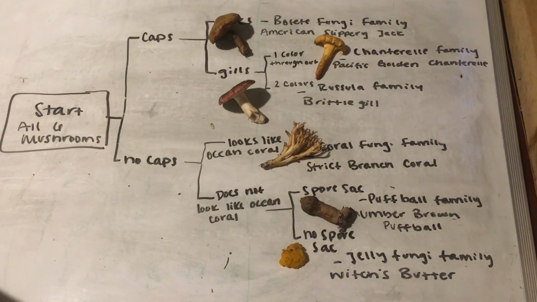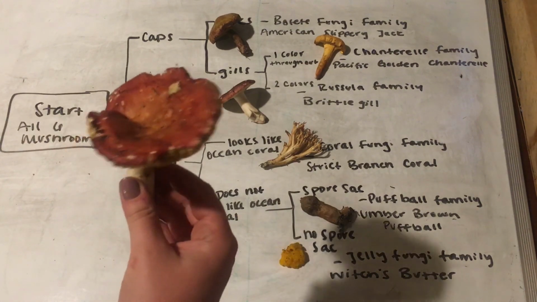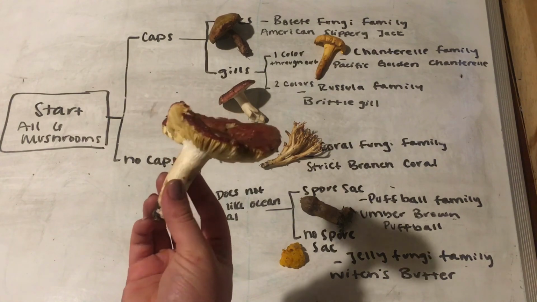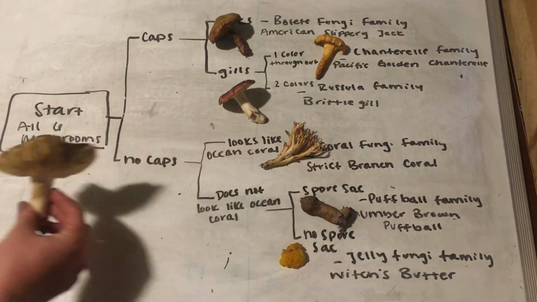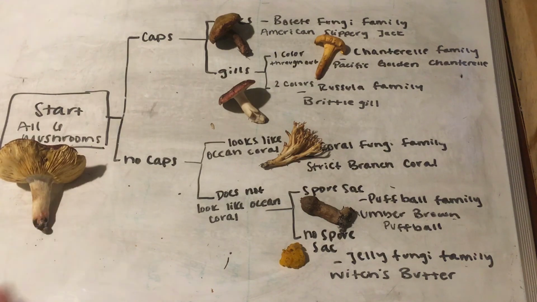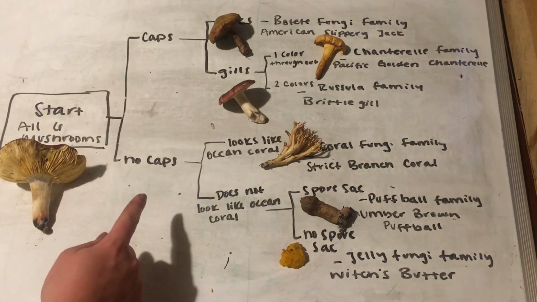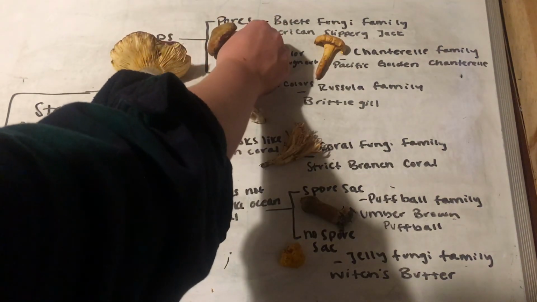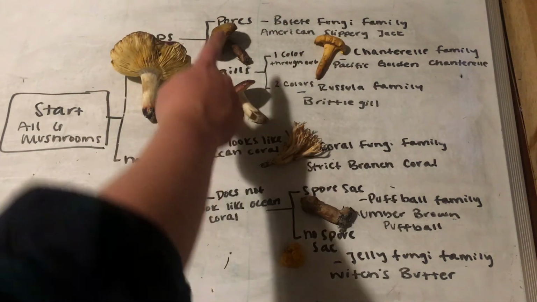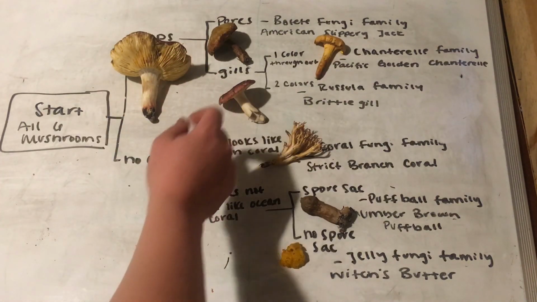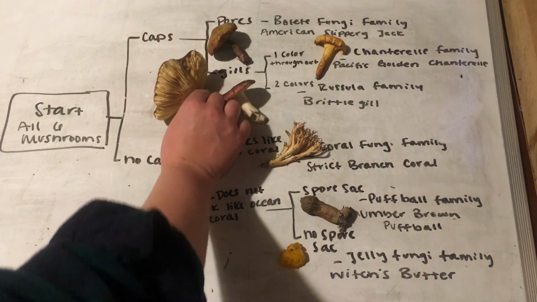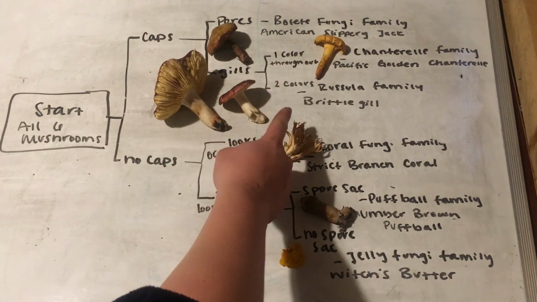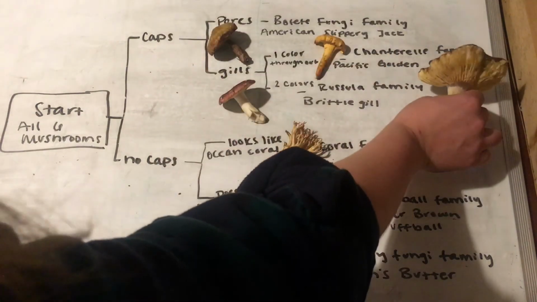Now that we have finished our dichotomous key, we can put it to the test with another mushroom that I found in the forest. This mushroom will begin at our start, at our most broad category, and it will travel through all the different key breaks, following the path that most makes sense. Using our observations, does this mushroom have a cap or no cap? Does this mushroom have pores or does it have gills? This mushroom has gills. Does our mushroom have 1 color throughout or does it have 2 colors throughout? This mushroom has 2 colors throughout.